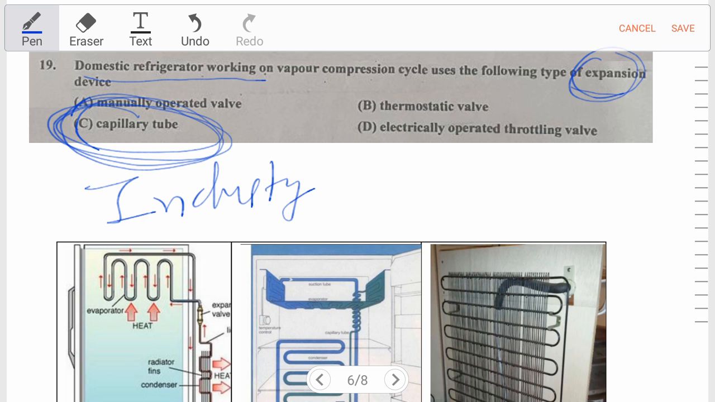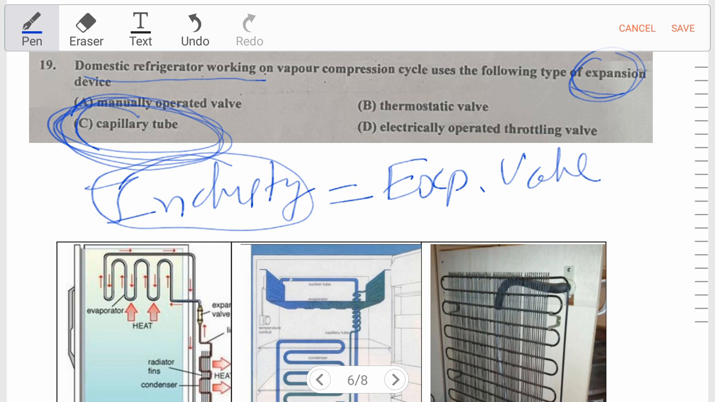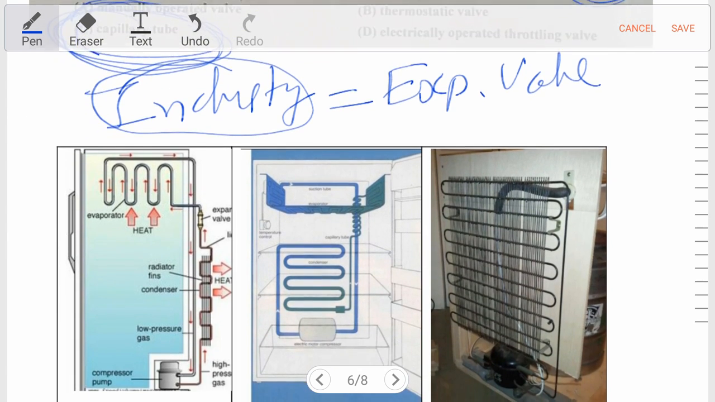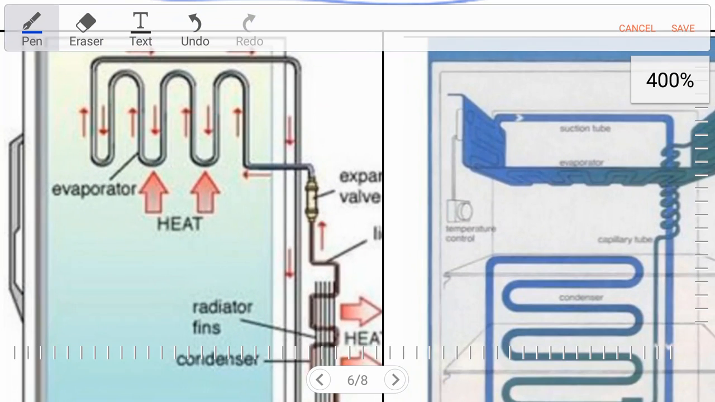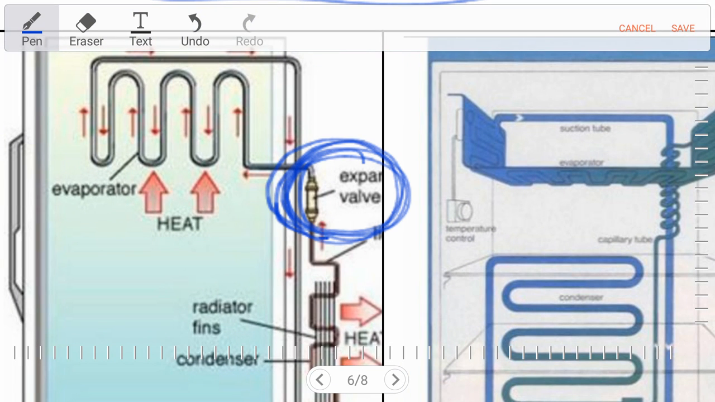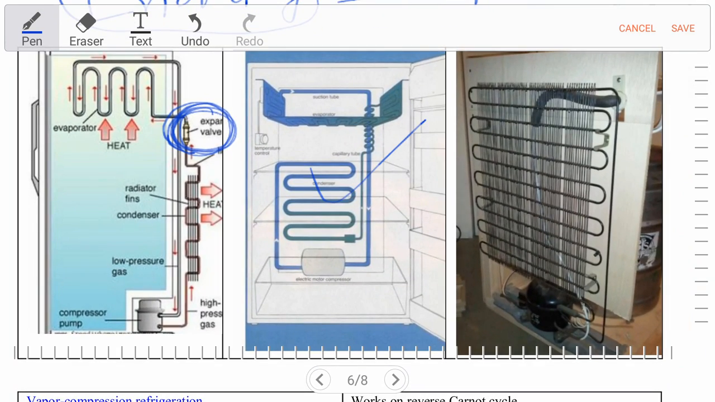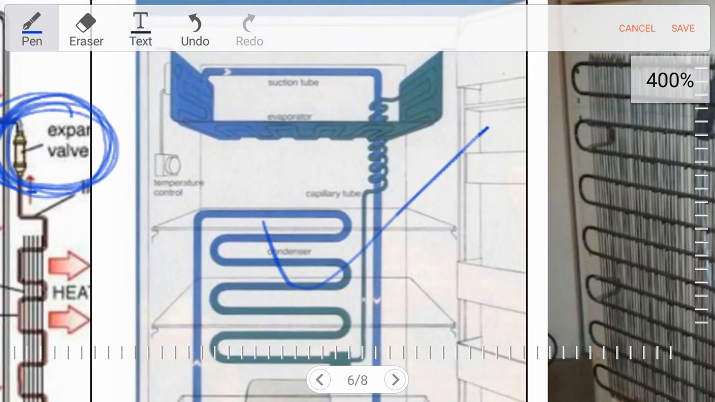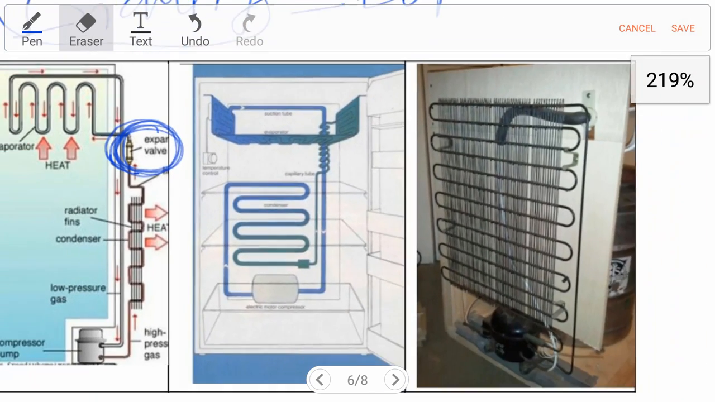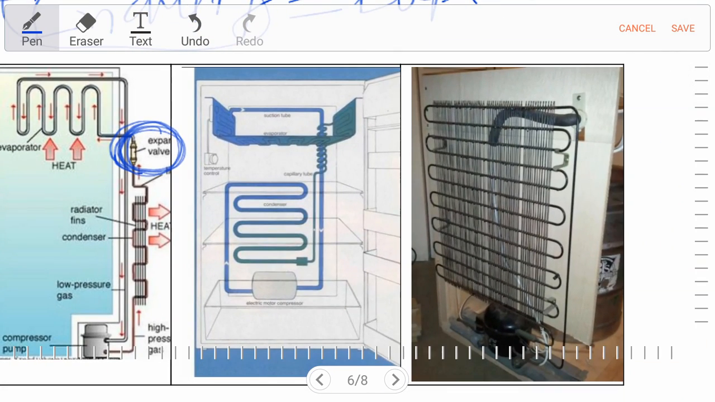Remember, in a domestic refrigerator, capillary tube is the right answer for expansion devices, but at industry level, the expansion valve. Industry level means for heavy plant. Expansion valve is used as an expansion device. Over here we can see this is the expansion valve. But for our domestic purpose, this is the refrigerator. For domestic purpose, as we can see, this is the example of a capillary tube in this diagram.